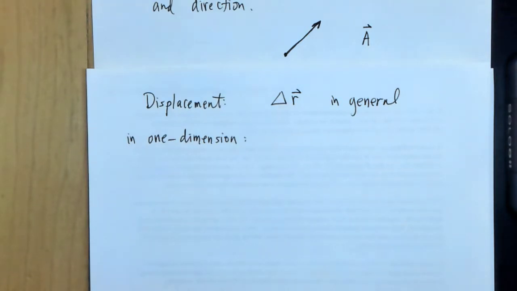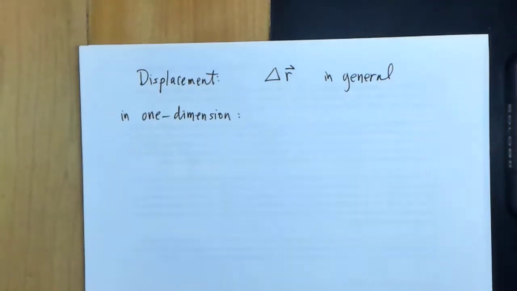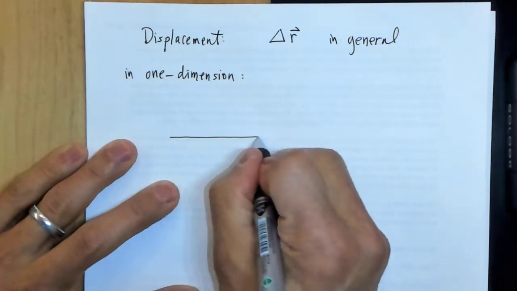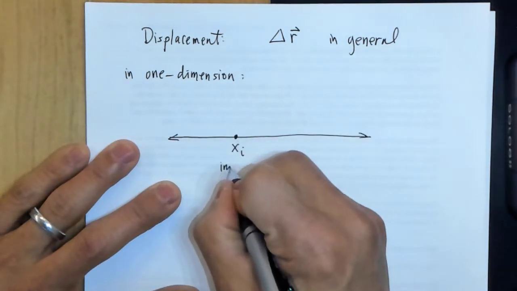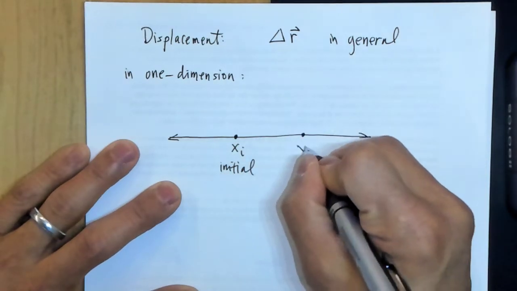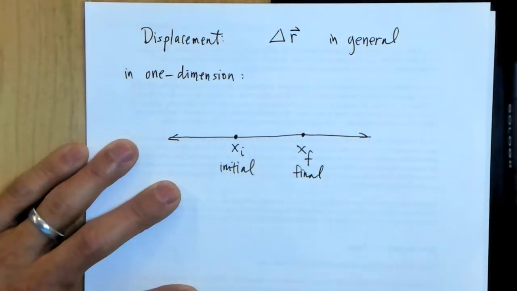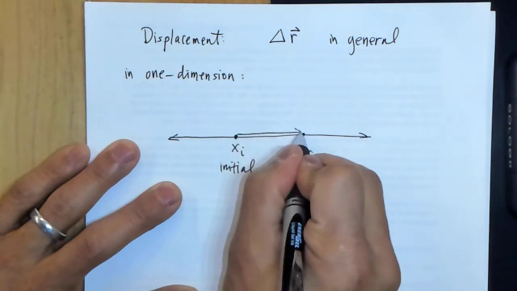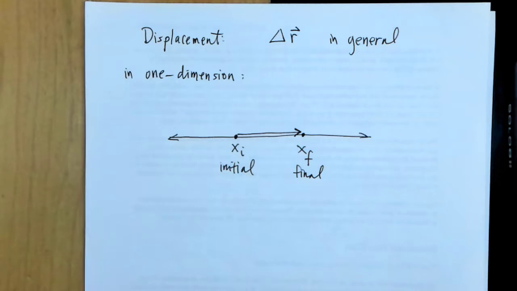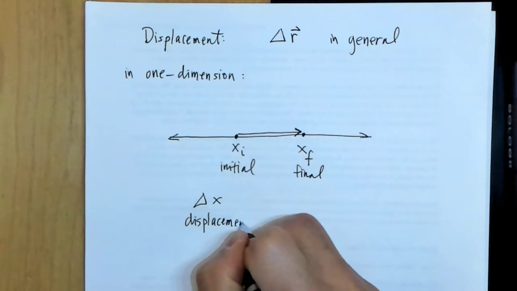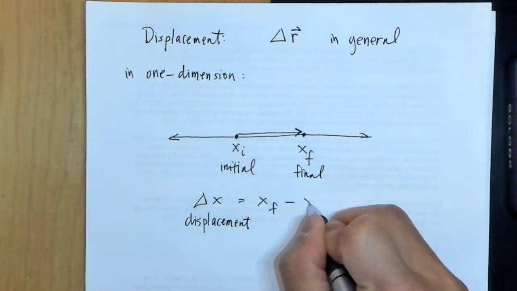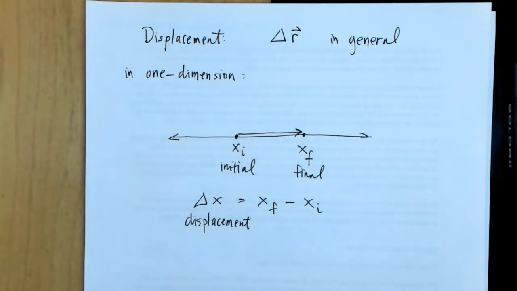But let's consider the displacement in one dimension. And so I'll have a number line here. And let's say this is my initial position. Here's my final position. Then the change in the position is the final minus the initial. So we say delta x, the displacement, will be x final minus x initial. Any questions about this? Does that make sense? Okay.